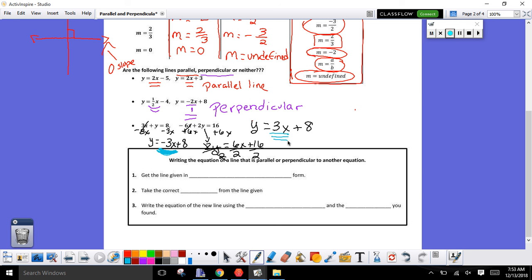Does it fall under any of the categories? Is it parallel? Does it have the exact same number? No, I don't think so. One has a negative, one has a positive, so it's not parallel. What about perpendicular? Remember, for perpendicular they have to have opposite signs. So yes, they do have opposite signs, but they're still the same number. They did not do the reciprocal. The 3 did not go to the bottom, the 1 did not go to the top. So therefore my answer for this question is going to be neither. Be really careful with those guys.